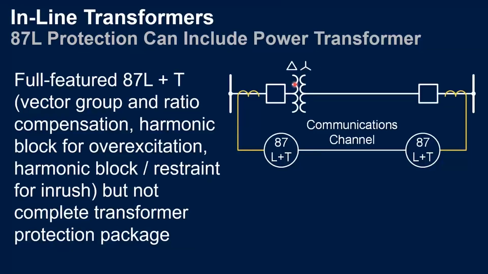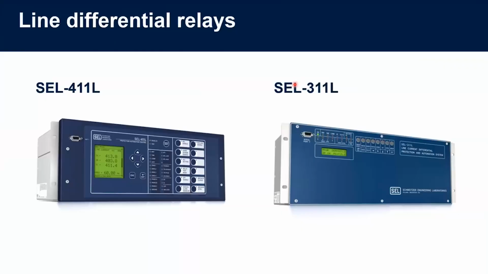So which line relays does SEL offer which have an alpha plane? Here on the left, we have the 400 series, which is the 411L, the most complete and robust solution for the line differential. And at the right side, we have the 311L, the 300 family, which also implements the alpha plane, but there are some features that are not available on the 311L, like, for example, the charging current compensation and the inline transformer, okay? But they do have both the alpha plane logic.